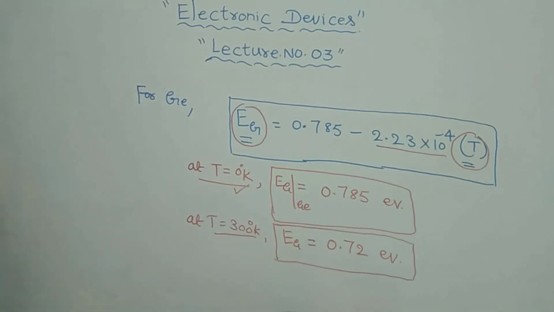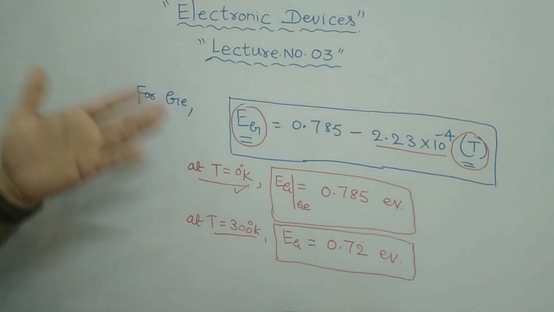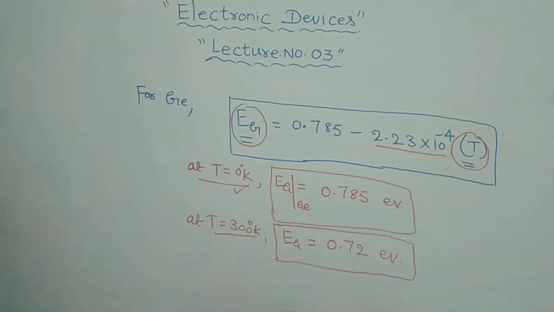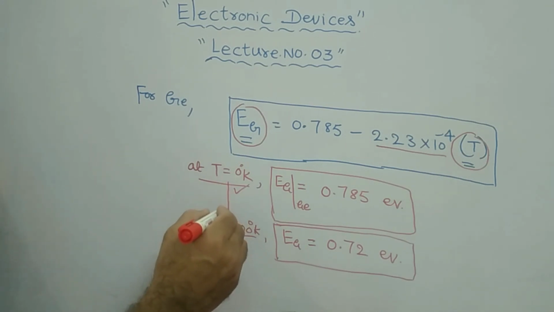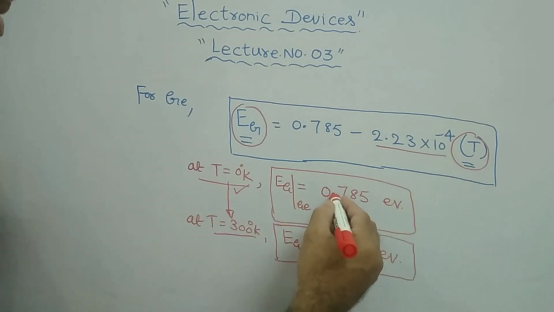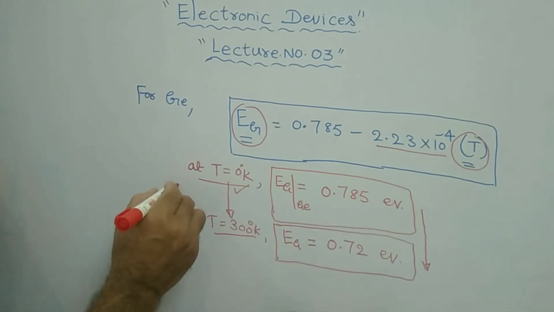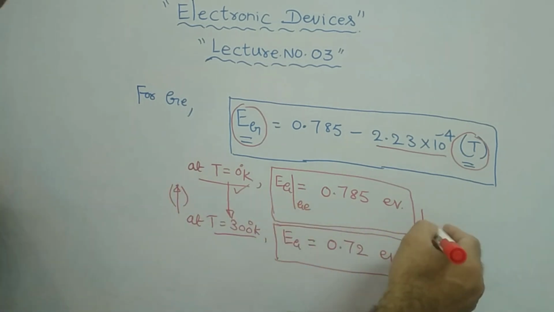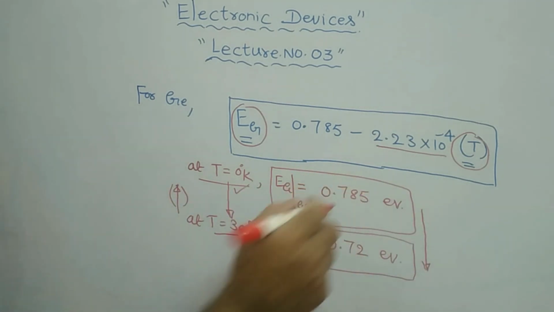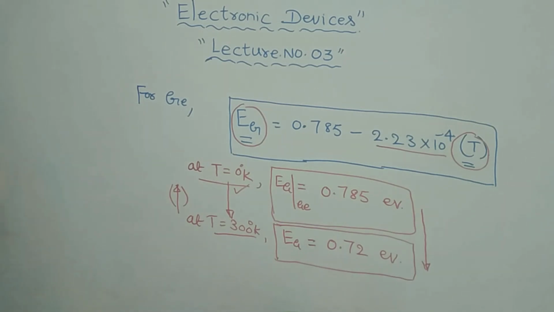So in the same way, what we observed in silicon, the same principle holds here also. As the temperature is increasing from 0 degree to 300 degree Kelvin, your energy gap goes from 0.785 to 0.72. It is decreased. So here your temperature is increased, whereas your energy gap is decreased. Therefore, these two values are very, very important values. Please remember these values, and for 1 mark questions, normally these bits are very much expected in your GATE examination as well as UPSC examination, right?